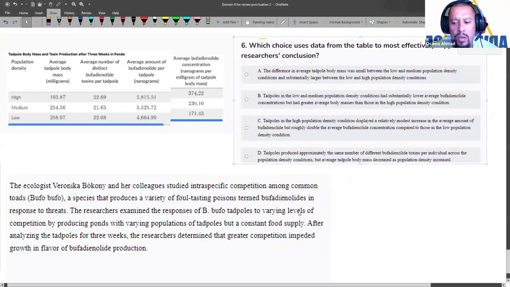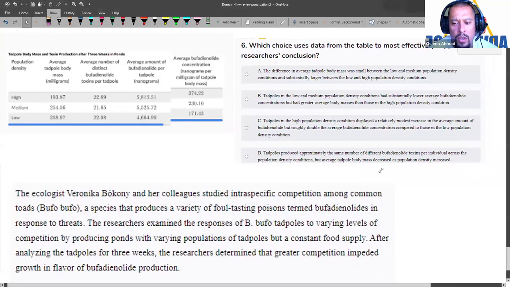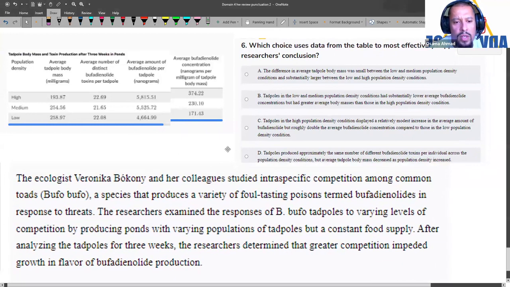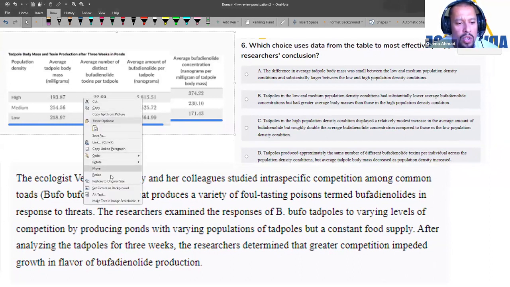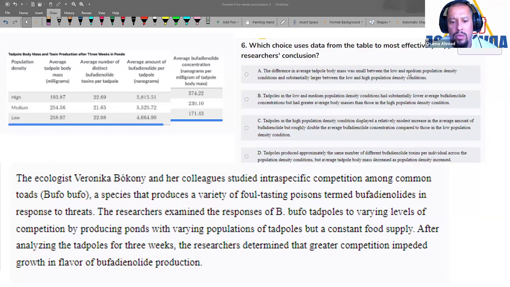Now remember here, the question is asking us, we want to support the conclusion. So your first job is to identify the conclusion, and then you identify the support from the text. Okay.